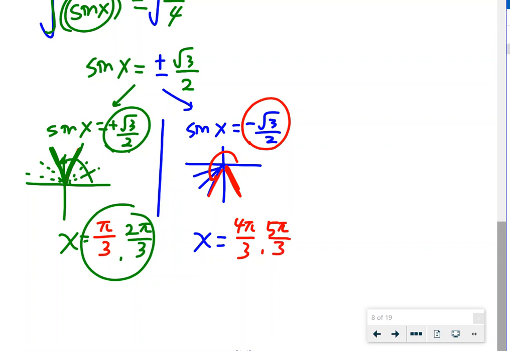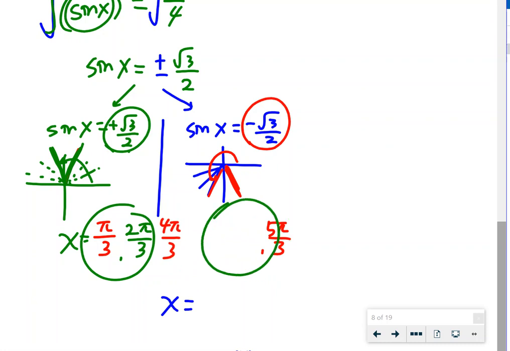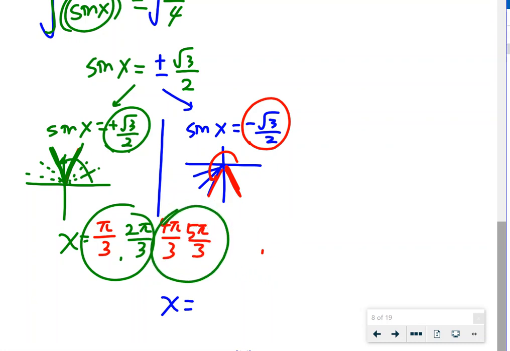If you need to, make sure you go back and review the unit circle values. You need to be really quick finding these answers. So 2 from positive, 2 from negative. So total, I have 4 answers. You need to find all 4 answers.